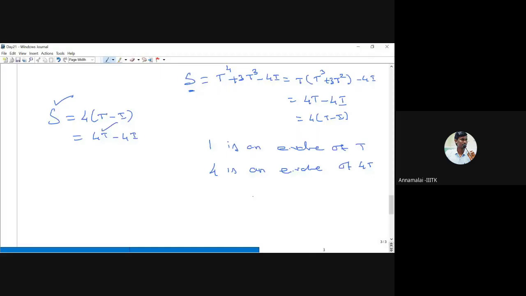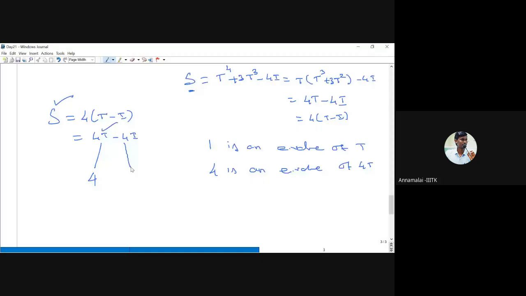Now, we know the eigenvalues of the identity matrix are 1, 1, 1. So what are the eigenvalues of 4I? 4, 4, 4. Just subtract. Therefore, we take only one eigenvalue. The 4T has one eigenvalue 4, and the minus 4I has one eigenvalue minus 4. Therefore, summing these two, we get 0 as one of the eigenvalues of the linear transformation S.